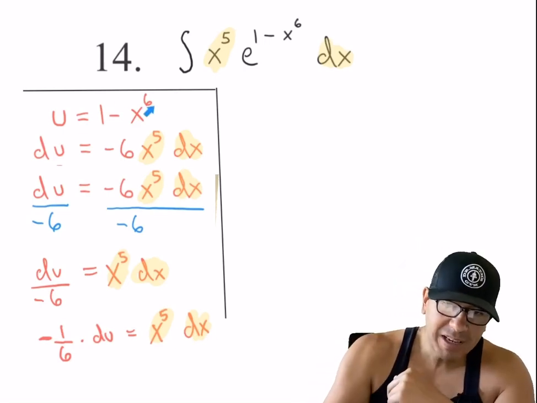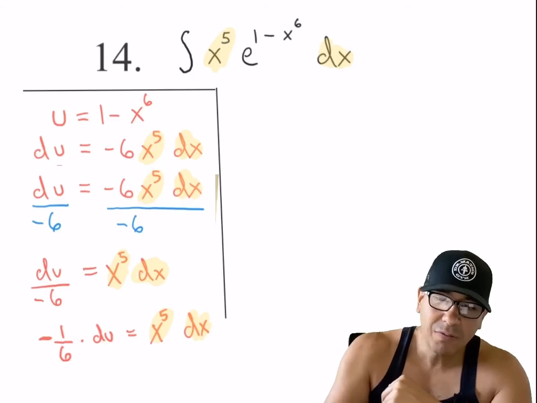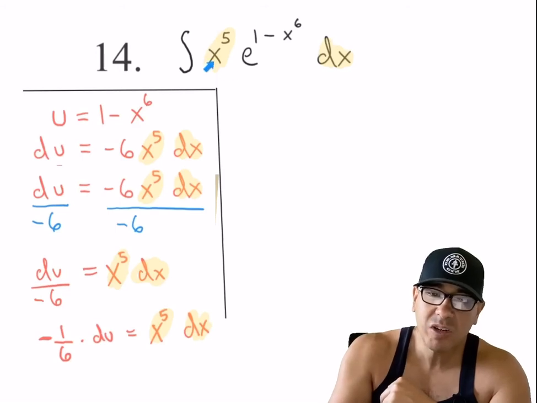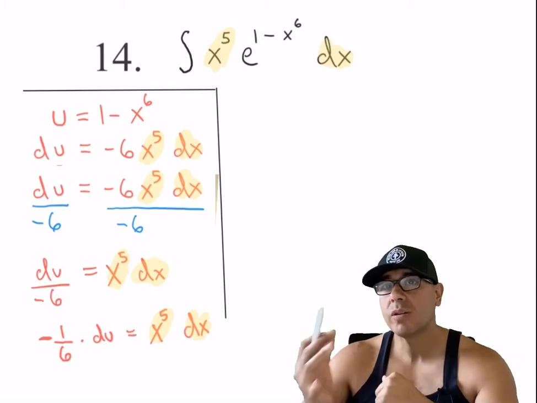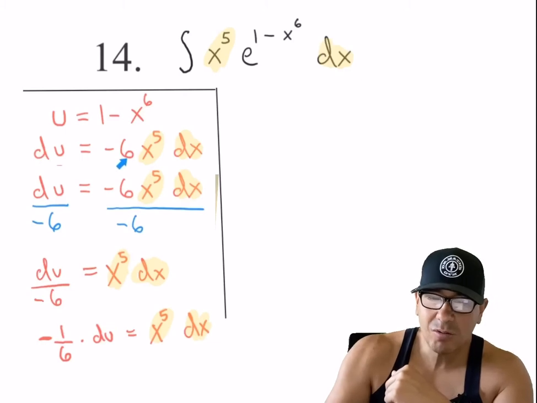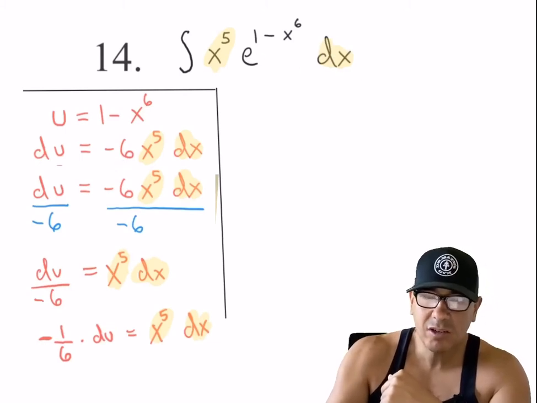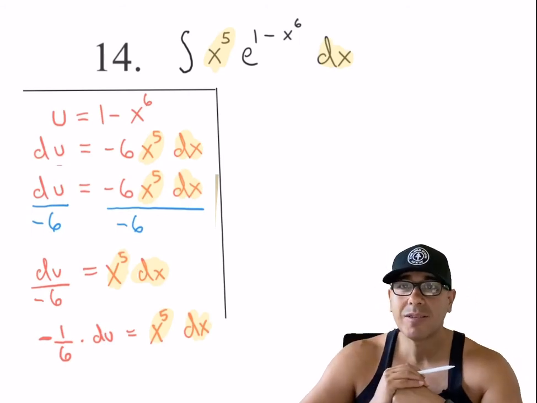All right, so we take the derivative of this and this is what we get. And so what I did is I highlighted here, I have an x to the 5th and I have a dx. So this is actually in my original antiderivative. And that's perfect because we're going to substitute some things back in. Notice there is no -6 in here, so I have to move this -6 to the other side. That's why I isolated this piece that I highlighted. So I moved that -6 to the other side.